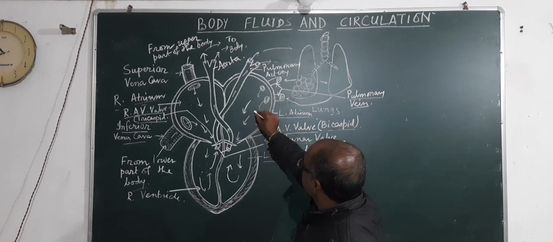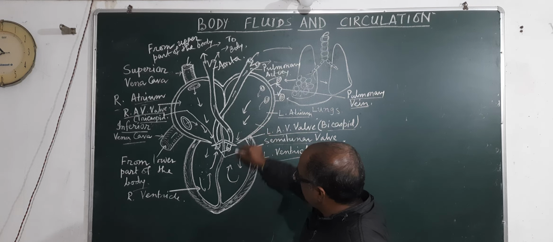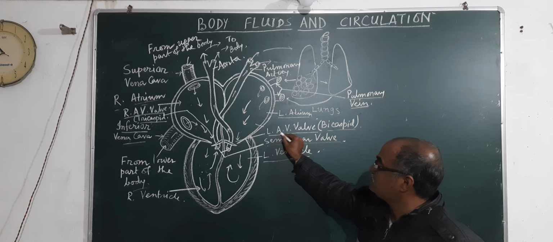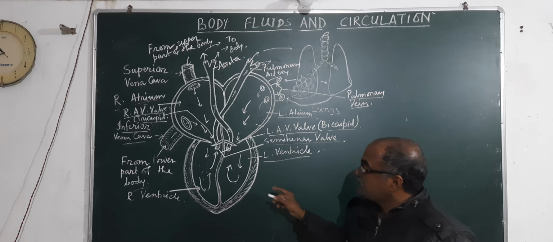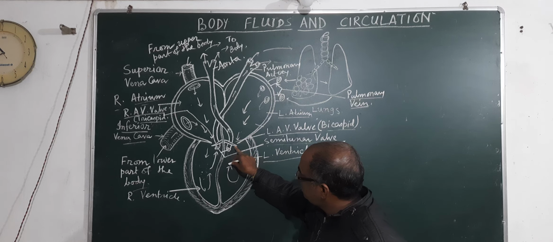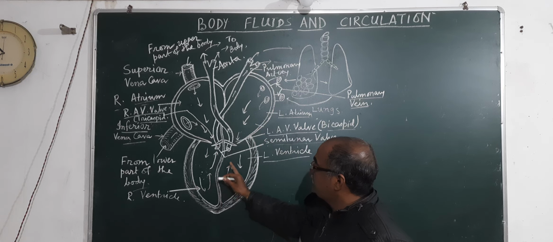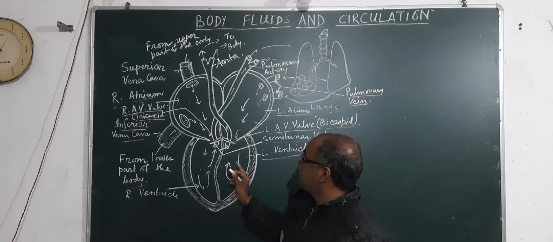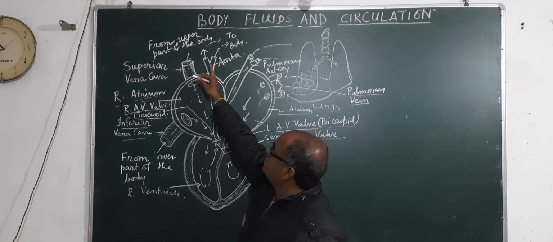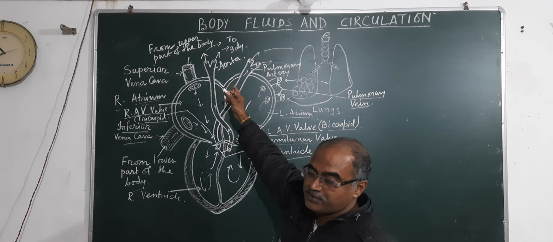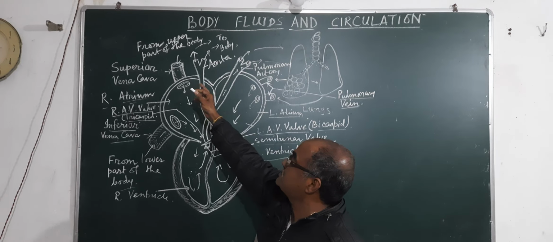Then what happens? Blood is coming to the left atrium, and from the left atrium to the left ventricle by the bicuspid valve or left auriculoventricular valve. Then this one will close, this one will close at a time. Both the bicuspid and tricuspid valves close at a time, and then blood will enter the aorta. Now pure blood will go through the aorta, dorsal aorta, ventral aorta, and a number of branches and sub branches are there.